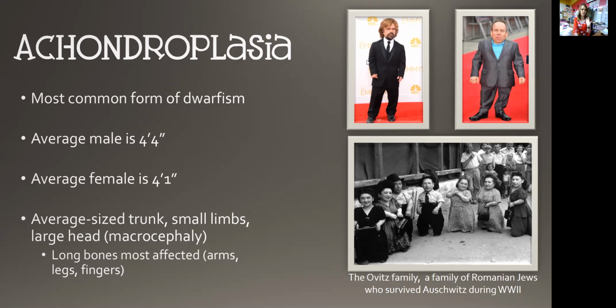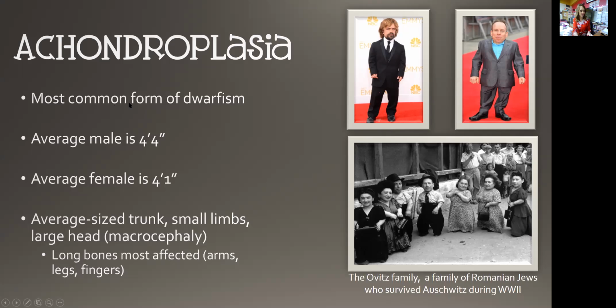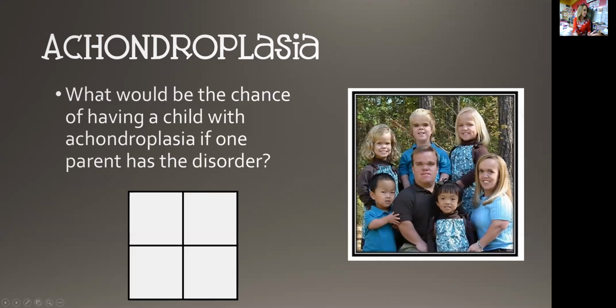There's also some facial features that you can see are similar. So if we look at the Ovitz family here, we look at Warwick Davis, and we look at Peter Dinklage, and we look at this family right here, you can see some similarities facially that go hand in hand with achondroplasia.